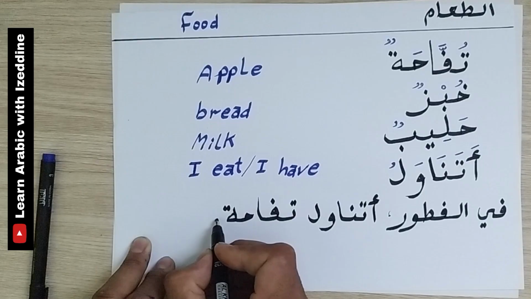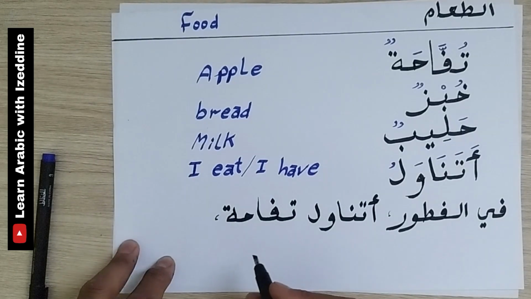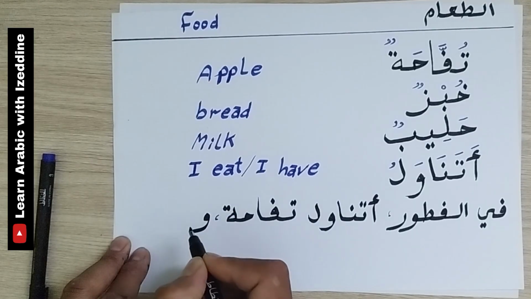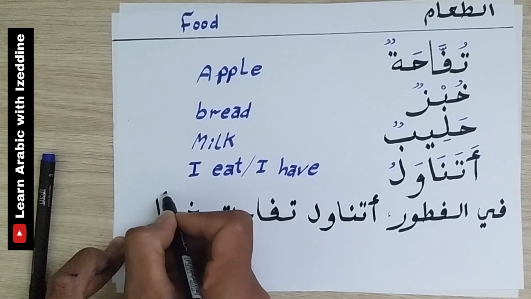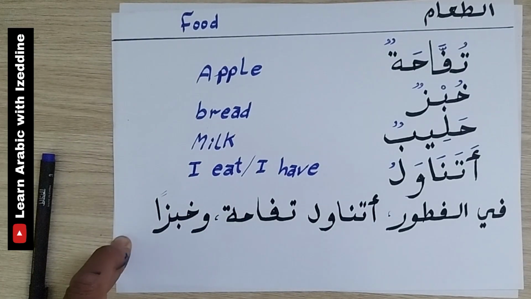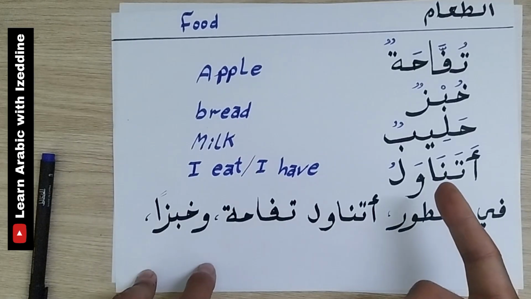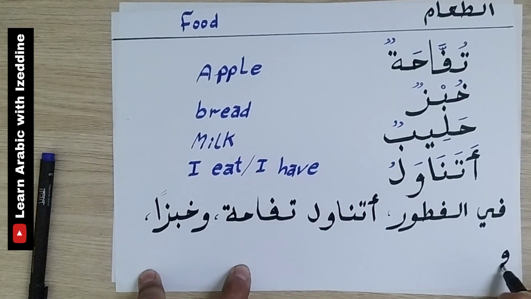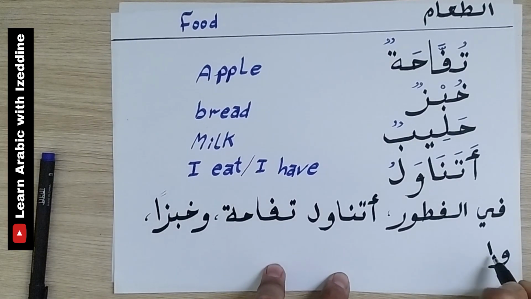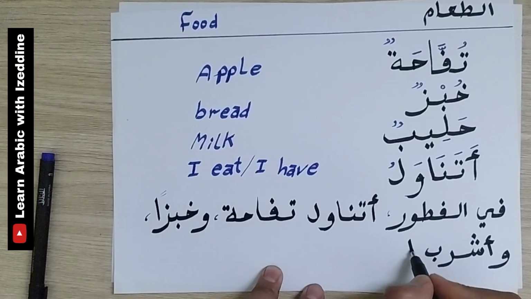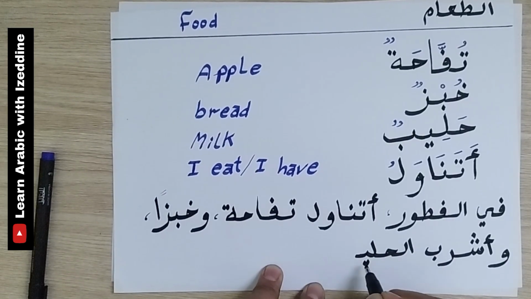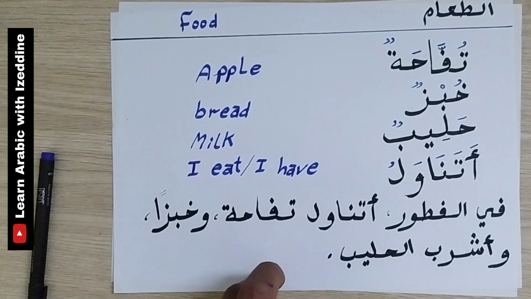وخبزا, so we have فاصلة, comma. وخبزا, and bread. فاصلة. وأشرب الحليب and drink milk. و means and. وأشرب. الحليب. Full stop.